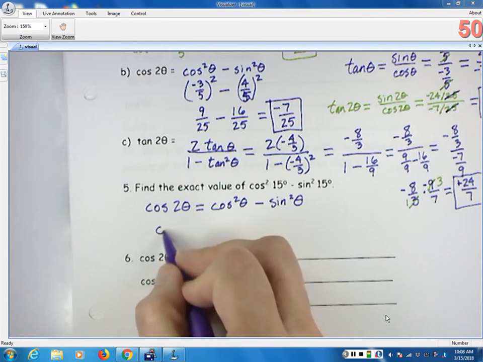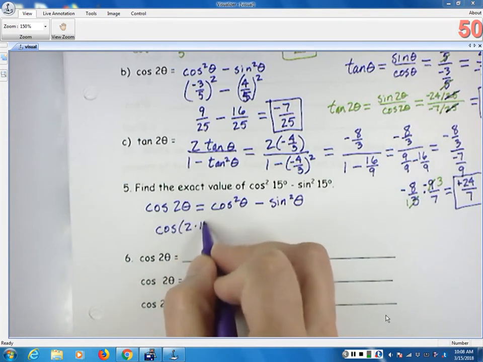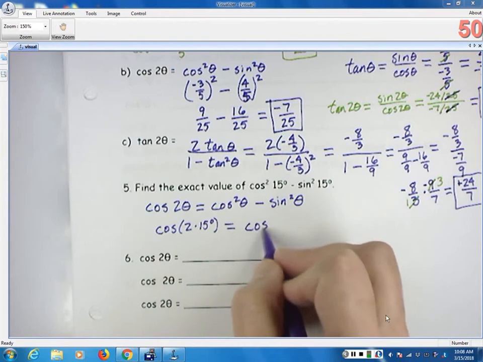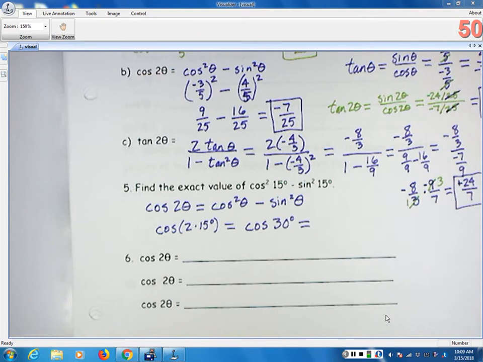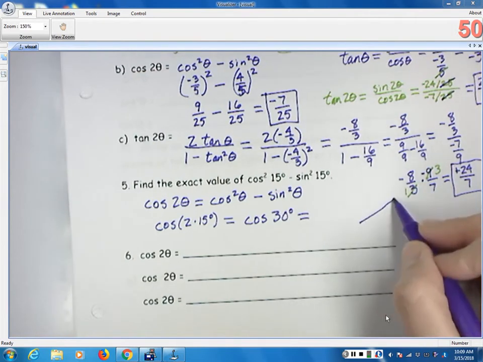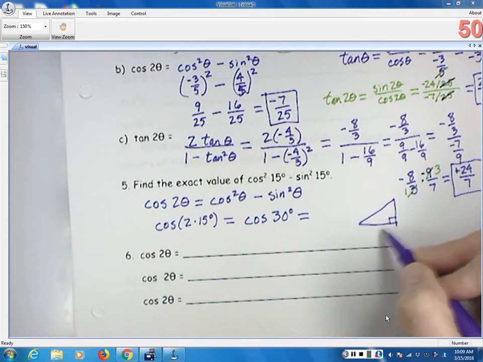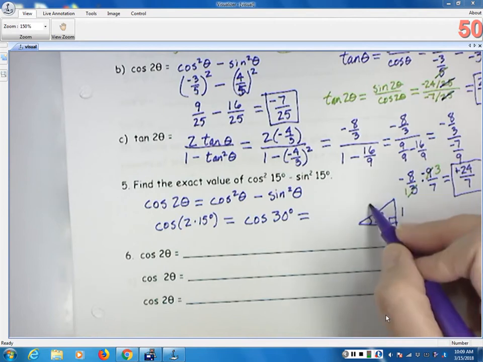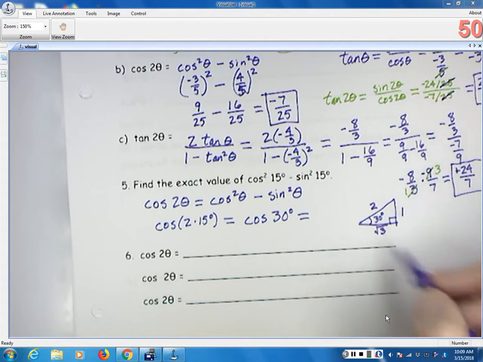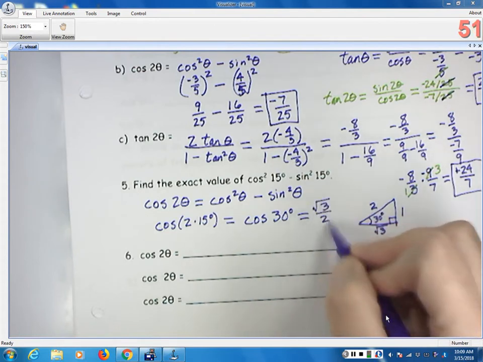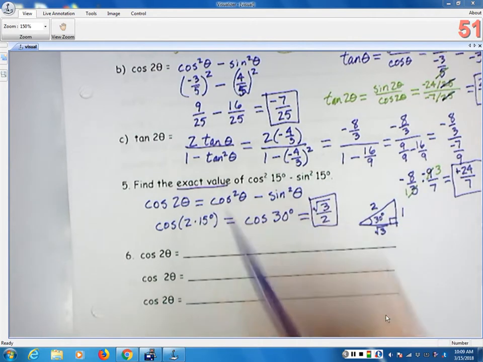It equals cosine of 2 times 15 degrees. It equals cosine of 30 degrees, and we know cosine of 30 degrees, we can draw the standard triangle. If this is 30 degrees, this is the short side. If you make that 1, it's half the hypotenuse, and this will be square root of 3. So cosine is adjacent over hypotenuse, square root of 3 over 2. We're always finding exact values.